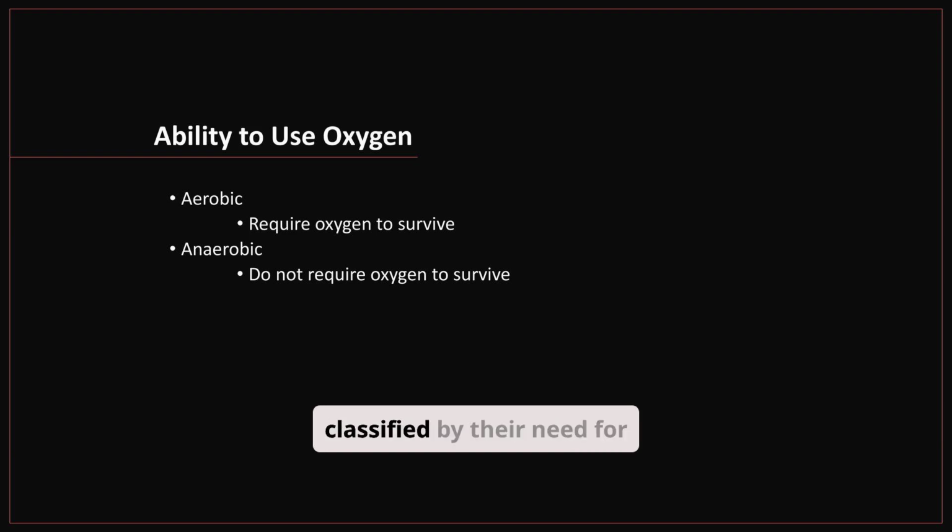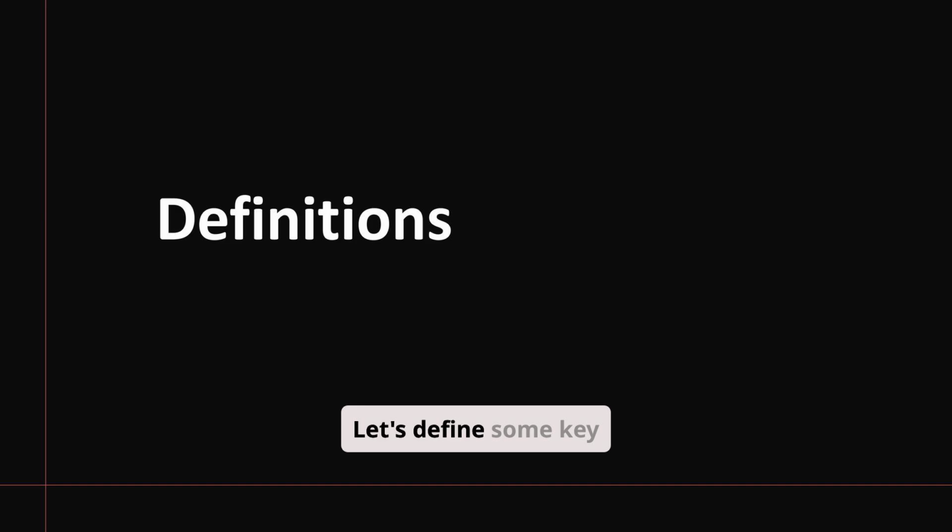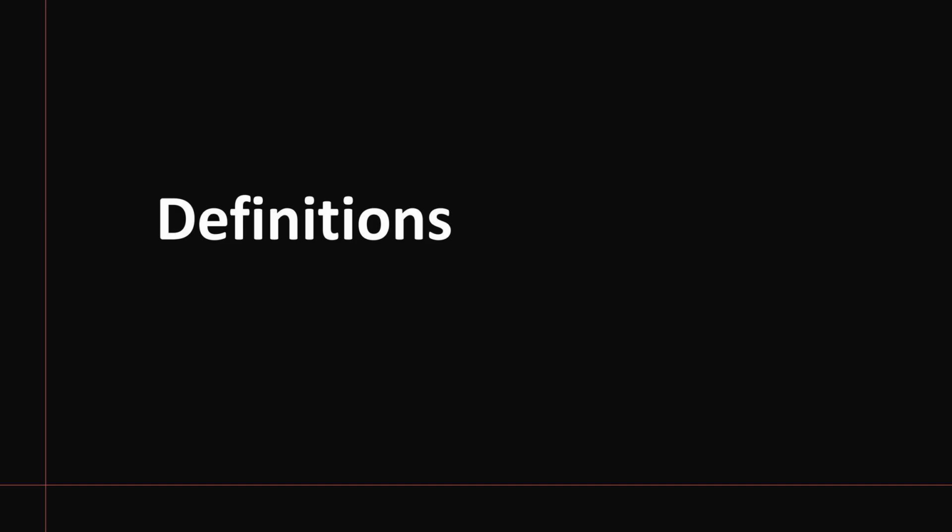Bacteria are also classified by their need for oxygen. Aerobic bacteria require oxygen to survive, while anaerobic bacteria do not. Let's define some key terms we'll be using throughout this presentation.